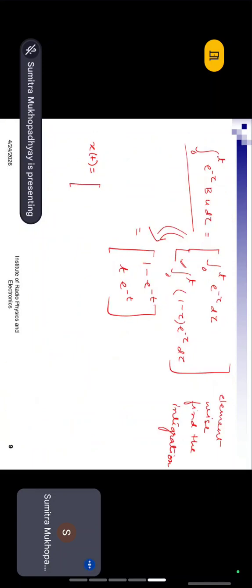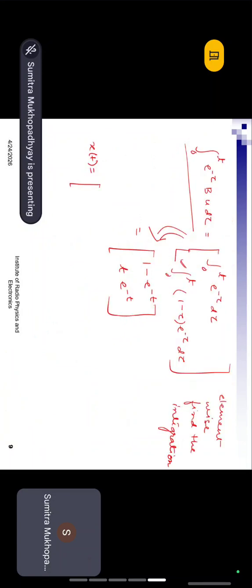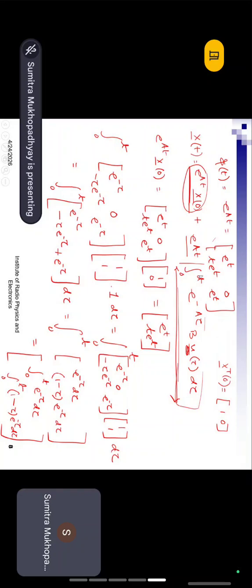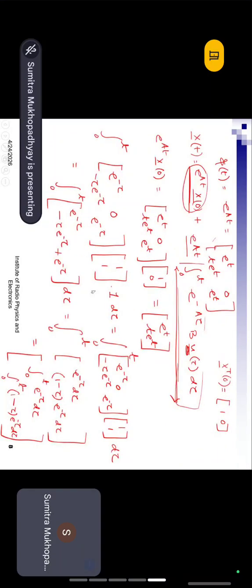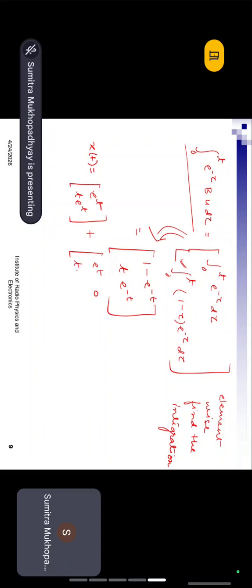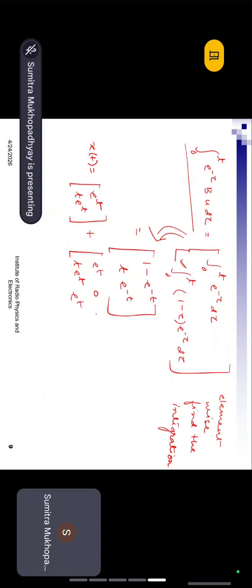What is that? e to the power t, t to the power t, plus e to the power at, means this, e to the power t 0, t to the power t, multiplied with this integration 1 minus e to the power minus t, t to the power minus t.